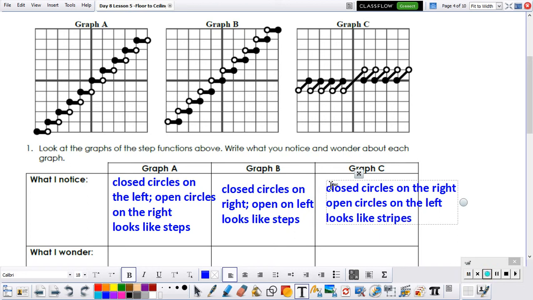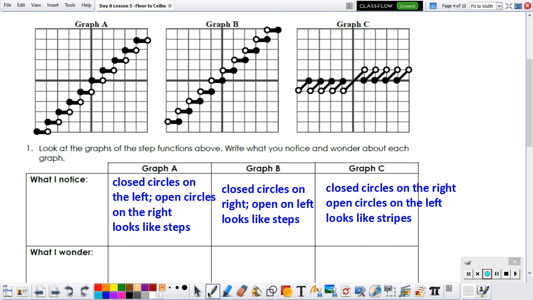Now, for those of you who are wondering what she means about closed and open circles, let's talk about that for just a hot second. These right here are open circles. And then we have these points over here that are filled in dots. They are closed circles. We call them closed circles because the points that are filled in are actually on the graph.